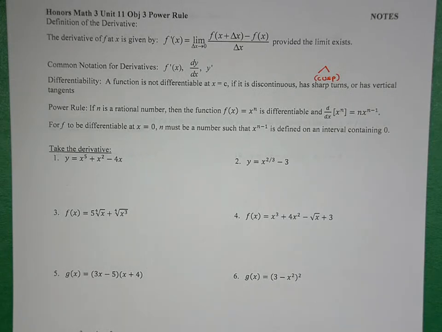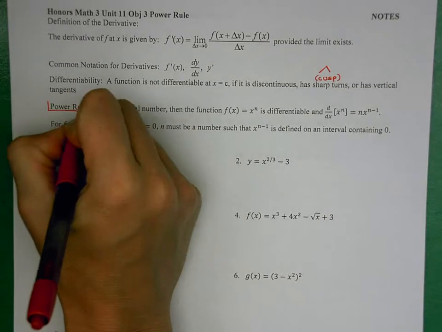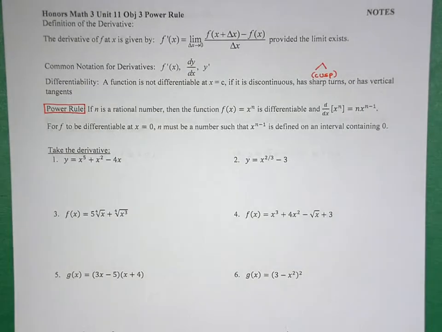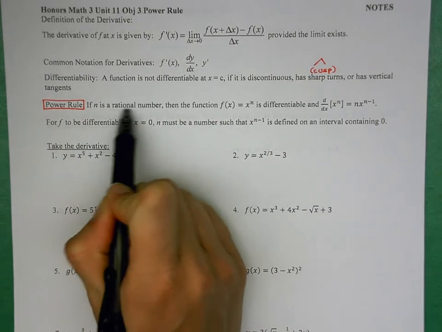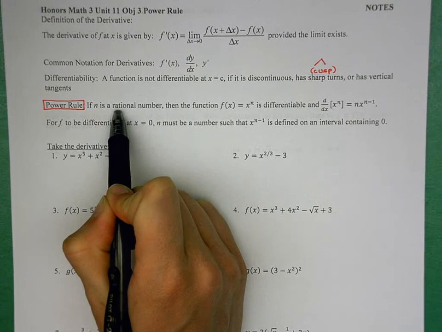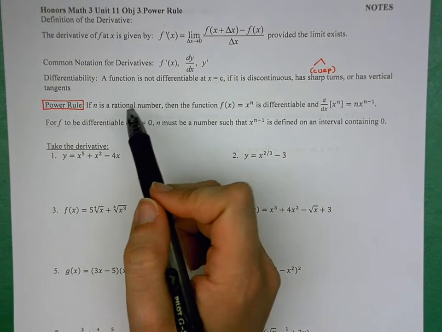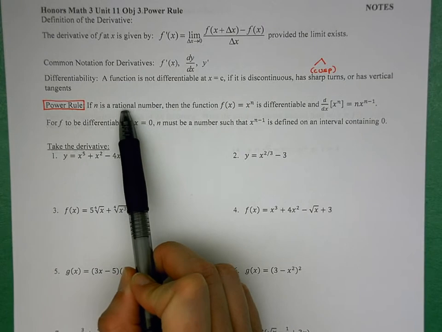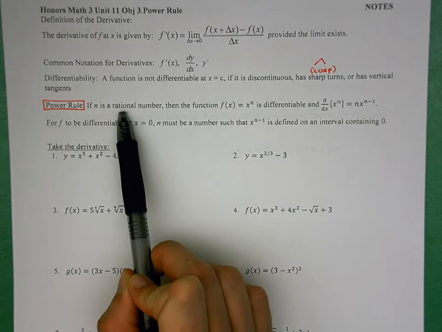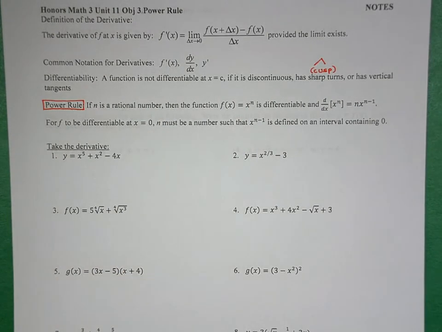Okay? Power rule, though, which is our focus for today, says that if n is a rational number, so n is 2, 1/2, right? Rational meaning it can be written as a fraction. It's like 2 could be 2 over 1. 0.5 could be 1 over 2, so 0.5 is also a rational number. But pi is not a rational number, right? Pi is irrational. It can't be written as a fraction.